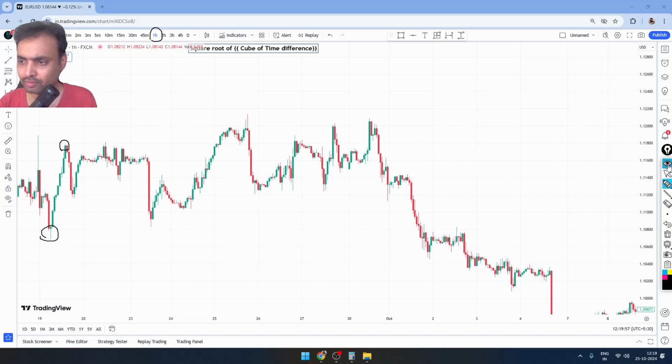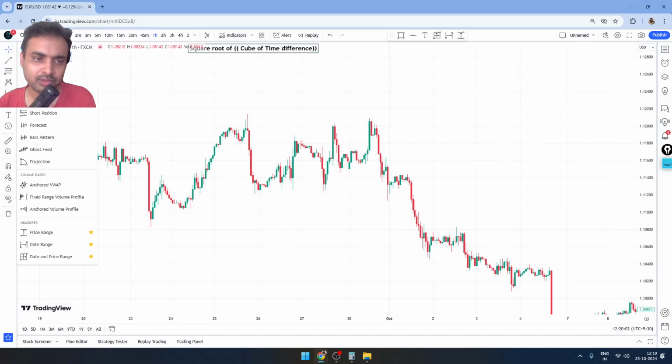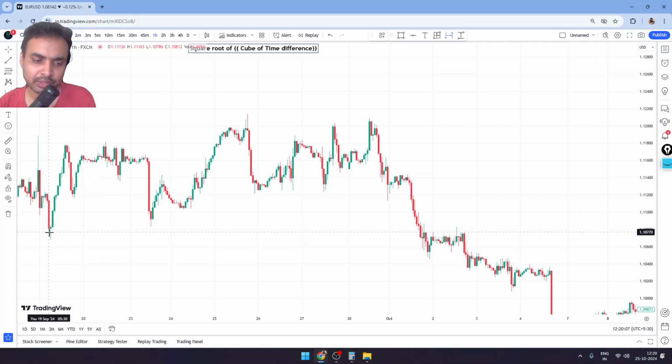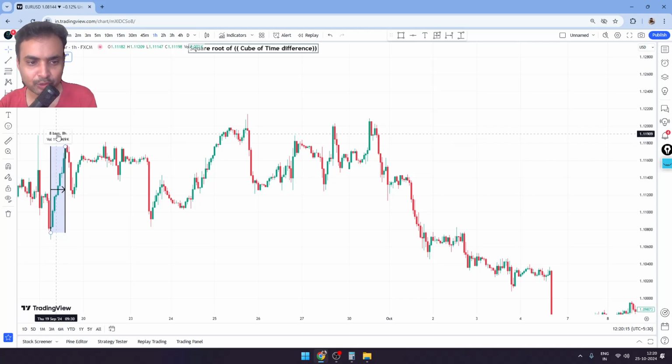Okay, to find that very easily, you don't need to calculate one by one. You can take the date range tool here. Click that, click at the swing low and click to the swing high. Okay, you can see 8 bars. 8 bars, that is the information you need to take. I have explained in the previous video why we are taking 8 bars and why we are not taking 8 hours. You can go and check if you want to know more about this. So you can see 8 bars difference between these 2 points.